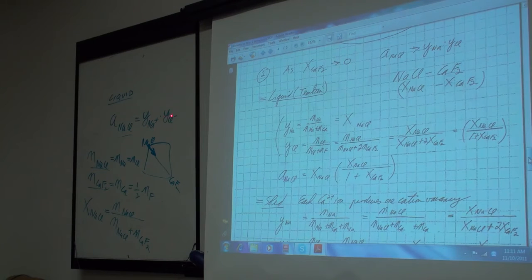Then, going back to this formula, the activity of sodium chloride is the site fraction of sodium, which is the mole fraction of sodium chloride, times the site fraction of chlorine, which is equal to that. So that would be your activity of sodium chloride along that joint in the Temkin model.